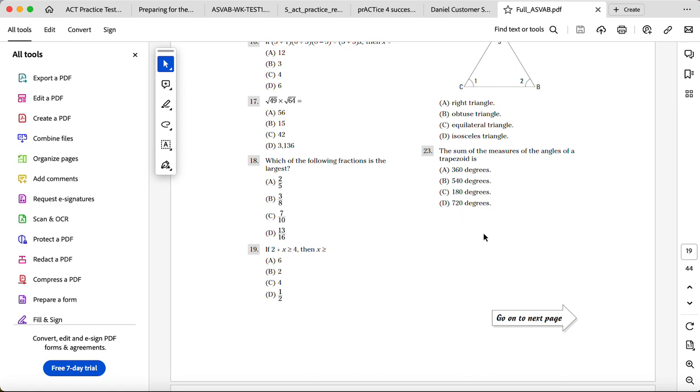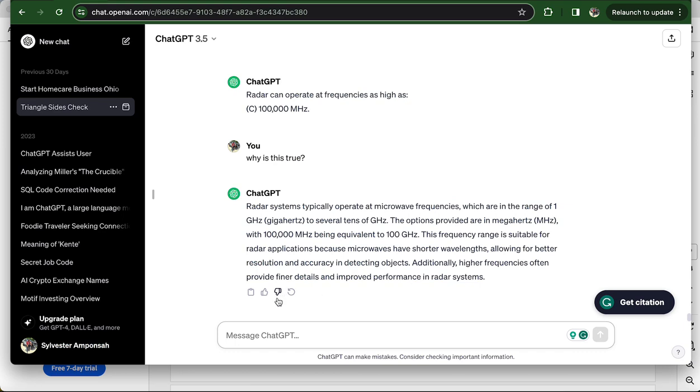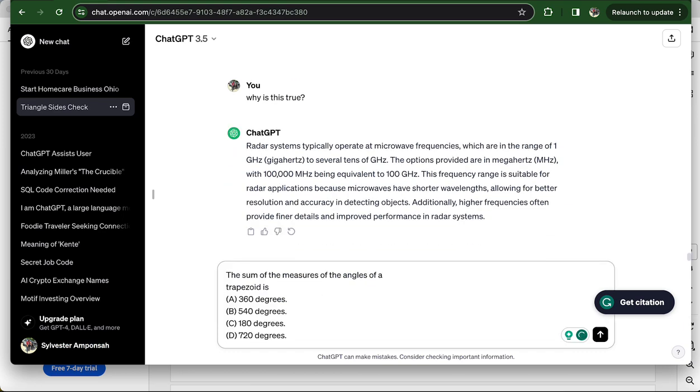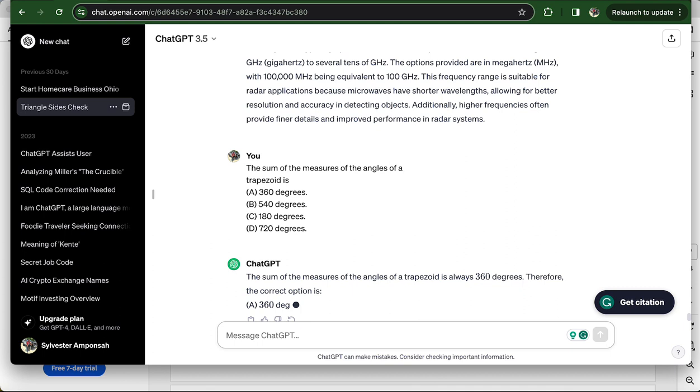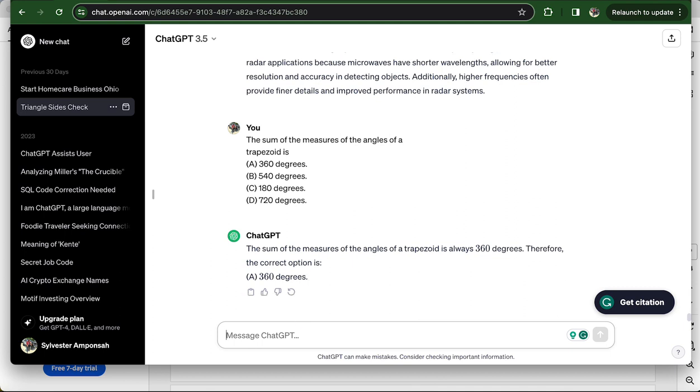So, the sum of the measures of the angles of a trapezoid is... For instance, number 23, we can go back to our best friend ChatGPT here. Put it in there and see exactly why this is the case. So it solves math problems, engineering problems, science problems, I mean, you name it. Even a reading section, it'll do for you, and tell you why the correct answer is the correct answer.